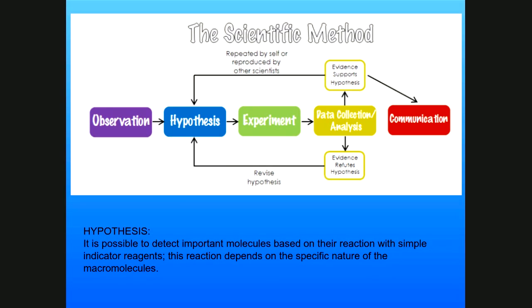Then you do an experiment, you collect data, you analyze the data. If the evidence supports your hypothesis, you communicate to others that it supported your hypothesis. And then you try over and over again, and you have to make sure that other scientists can repeat this. You're seeing this in action right now with COVID-19, where we make observations and then we draw conclusions and then we revise these conclusions.